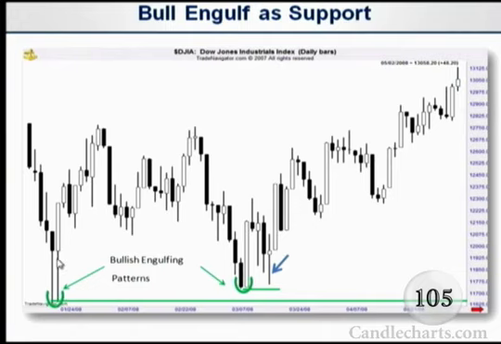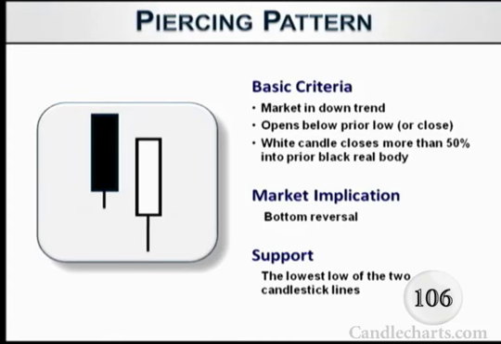What we're going to do now is continue with our dual candlestick signals. We looked at the bullish engulfing pattern. Now we're going to be looking at the piercing pattern. The piercing pattern is a potential bottom reversal made of two candlestick lines. Market is in a downtrend. Basic criteria: it opens below the prior low or the prior close. I like it better when it opens below the prior low, and I'll explain why in a minute.